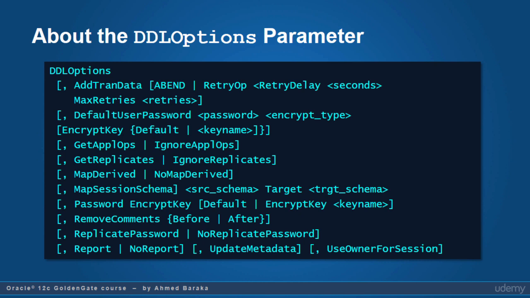Use the DDLOPTIONS parameter to control the options that govern the DDL processing other than filtering and string substitution. As you can see from its syntax, it has a long list of options to configure. I will shed some light on the most commonly used ones.